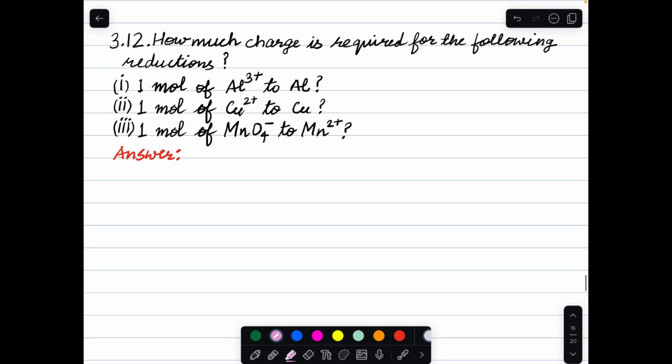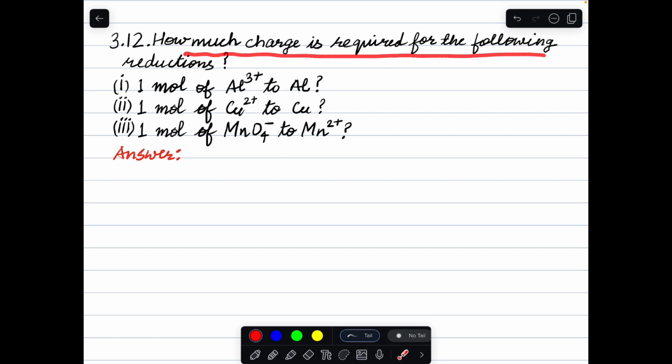Come to the next one, 3.12, and what is given, how much charge is required for the following reduction. Okay, so you have to be very clear about what is given. They are asking for the reduction process. So 3 examples are there. In every case you have to apply the idea of the reduction, and we know the reduction process takes place by the gain of electron or decrease in oxidation number.